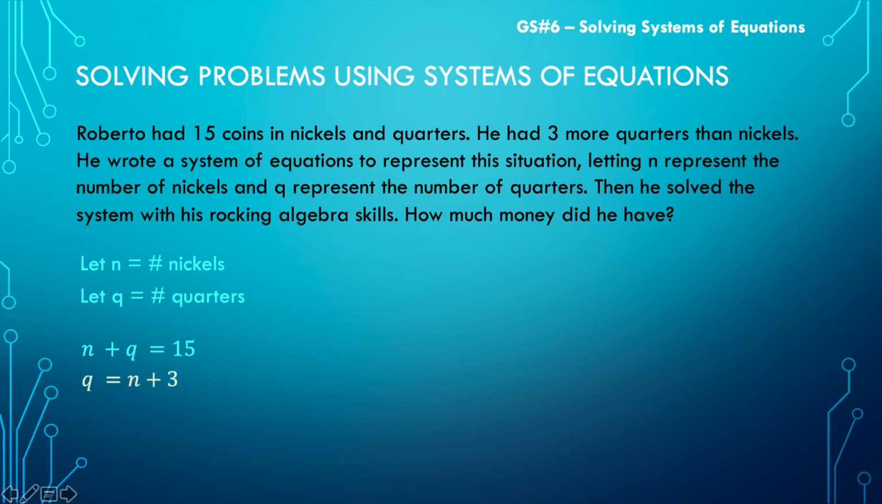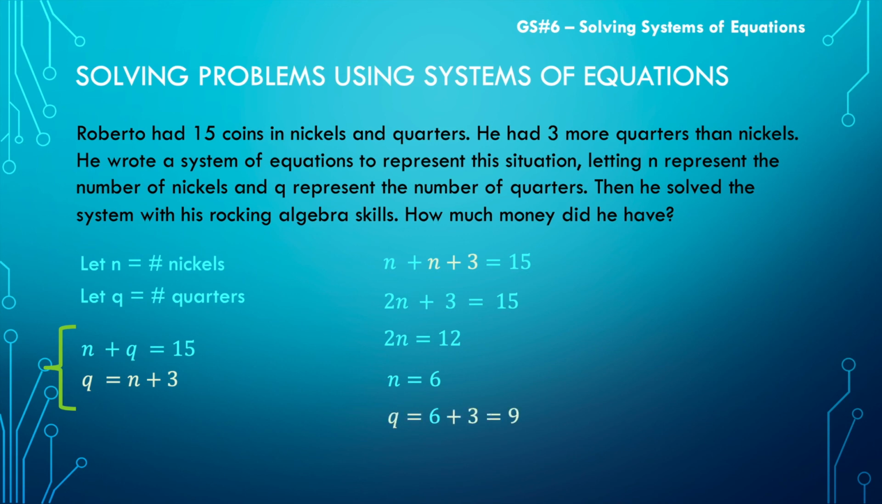Well, we know that this system is set up so that we can solve pretty easily using substitution, right? Go ahead and substitute that n plus 3 from the second equation into the first equation and solve the result. 2n plus 3 is equal to 15, 2n is equal to 12, and n is equal to 6. Now, subbing that back into the second equation, we can find that q is equal to 6 plus 3, which is 9.